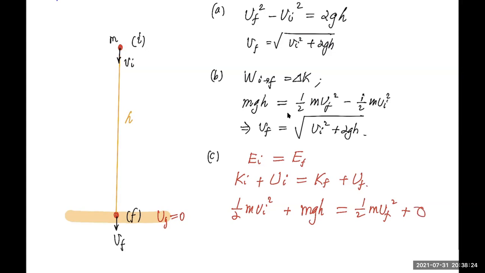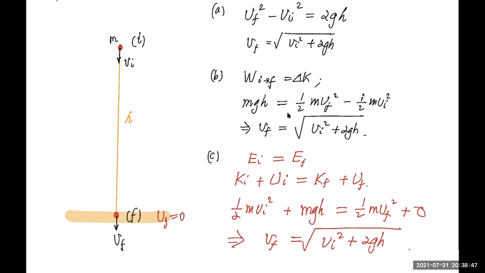And with that, we can easily solve for v final, and you can clearly see it's the same result as before. So you can solve for v final by crossing out 1/2 m, and then you can take the square root, you get v final. So it's very simple to do. v initial squared plus 2gh. So the same result.